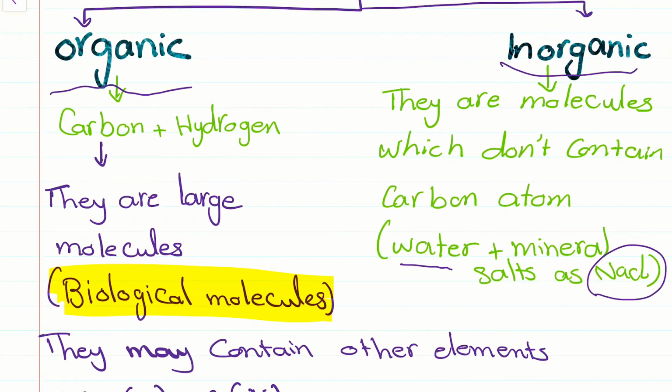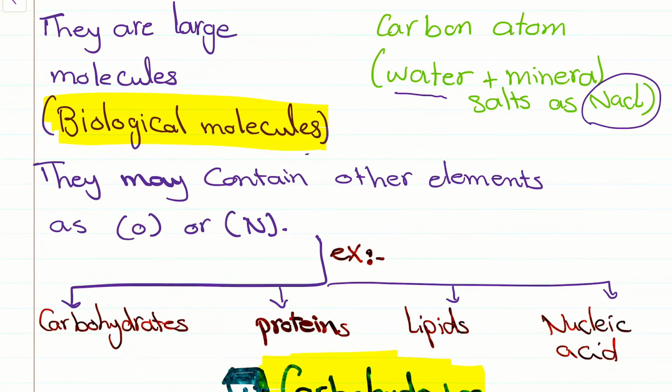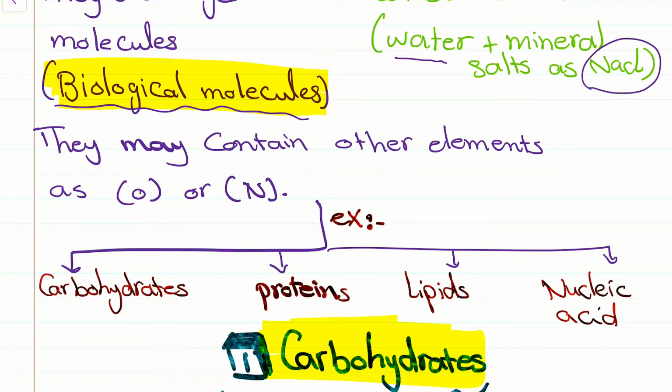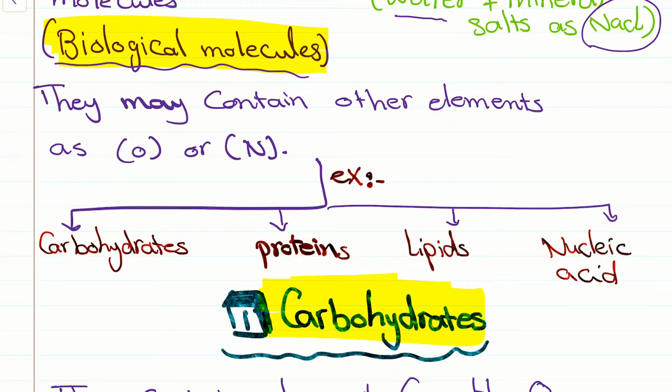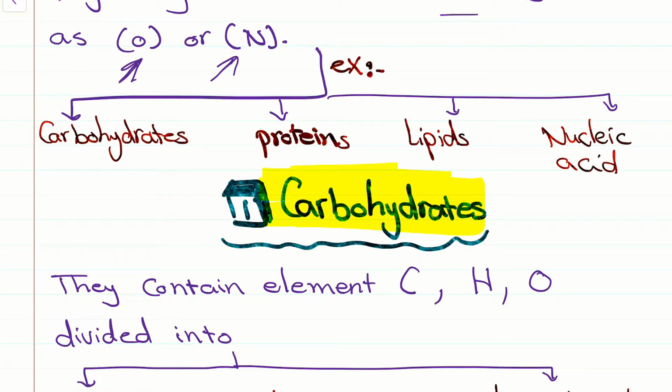If we go back to the organic molecules, they are large molecules and they are also called biological molecules, which our lesson is talking about. So this is the main point of our lesson. They may contain other elements other than carbon and hydrogen. The main elements are carbon and hydrogen, but we can add oxygen or nitrogen. Examples of these biological molecules are carbohydrates, proteins, lipids, and nucleic acids.